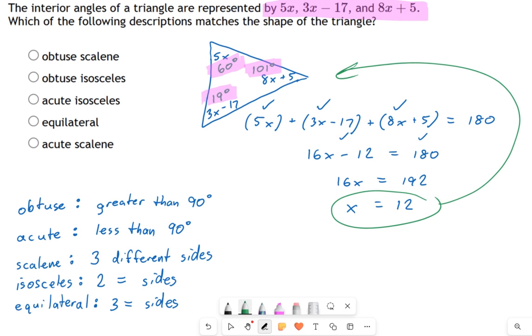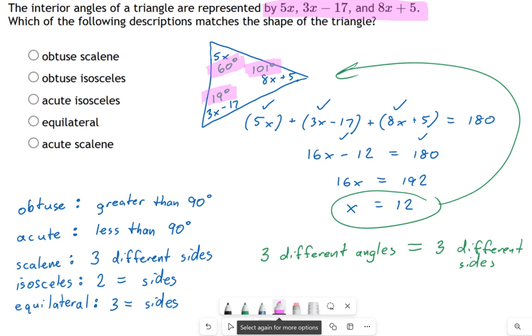So if you notice, I have three different angles. And when you have three different angles for a triangle, that means three different sides. If I had two equal angles, that would be two equal sides, and three equal angles means three equal sides. So I've got a scalene triangle here, because there are three different sides. And it's also obtuse, because one of those angles is greater than 90 degrees. So do we have obtuse scalene in there? There it is, obtuse scalene right in the list.